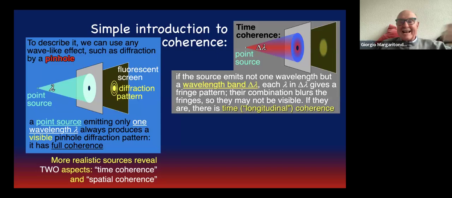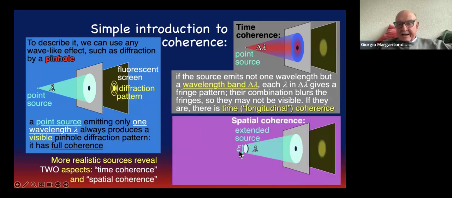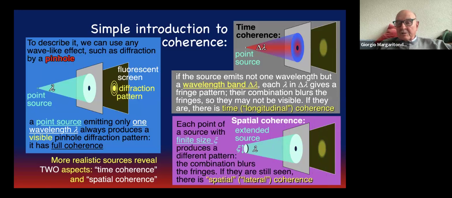Now, let me relax the other condition. Instead of having a point source, let's have a source with a finite dimension. Each point of the source is producing a diffraction pattern, and once again, this can broaden things to the point that you don't see a pattern anymore. If you do, there is spatial coherence. So now we would like to elaborate a little bit in order to understand a little more what are the conditions for having the spatial and or time coherence.